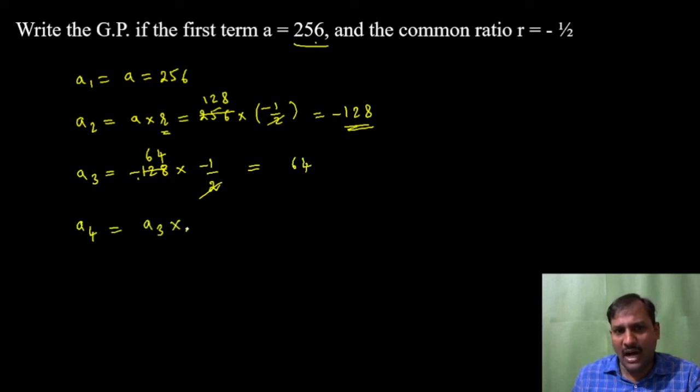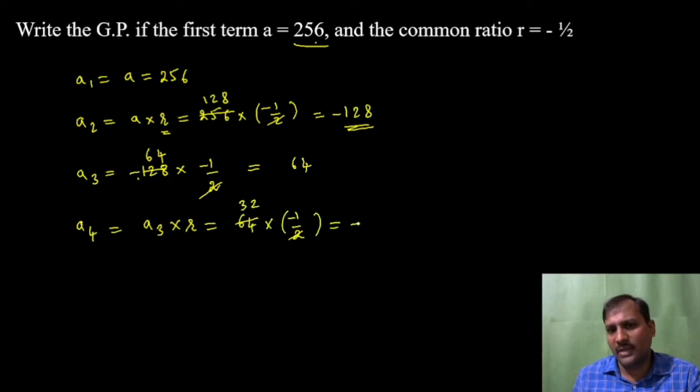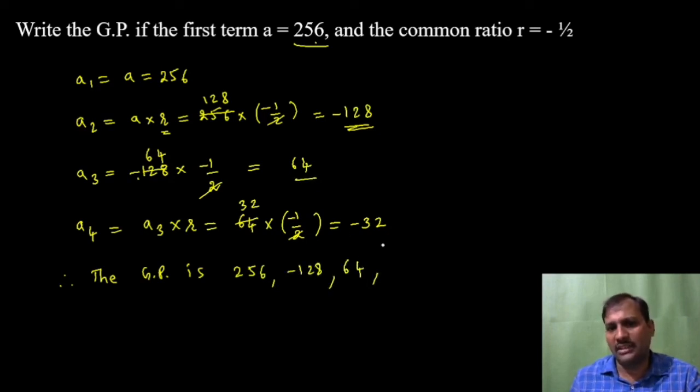So the fourth term will be A3 into R. The third term into R. Third term is 64 into R is minus 1 by 2. 2 ones are 2, 32s. So 32 into minus 1, minus 32. Therefore, the GP is 256, the first term, minus 128, second term, 64, third term, minus 32, fourth term, and so on.